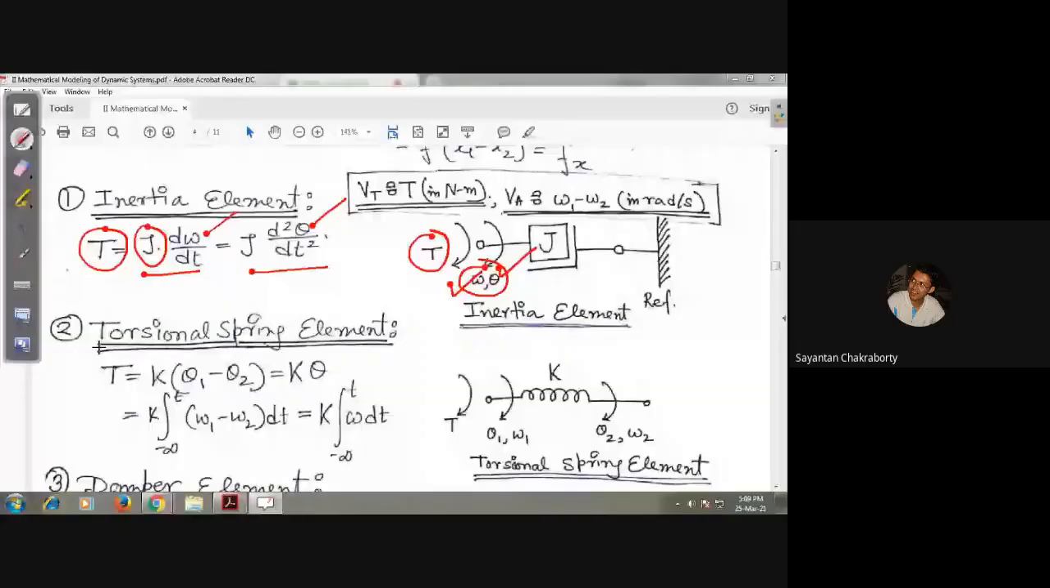Similar to the translational spring, there will be a torsional spring, where if you produce a torque on this side, say side A, this side will move by an angle theta1 with angular velocity omega1, but the other side will be deflected by an amount theta2 with an angular velocity omega2. So the torque will be expressed as T equal to K (theta1 minus theta2), or K into theta, the net deflection or the relative deflection of the two terminals of the spring. So it will be proportional to this, and K is the spring constant that describes the nature of the spring, or the stiffness or hardness of the spring.